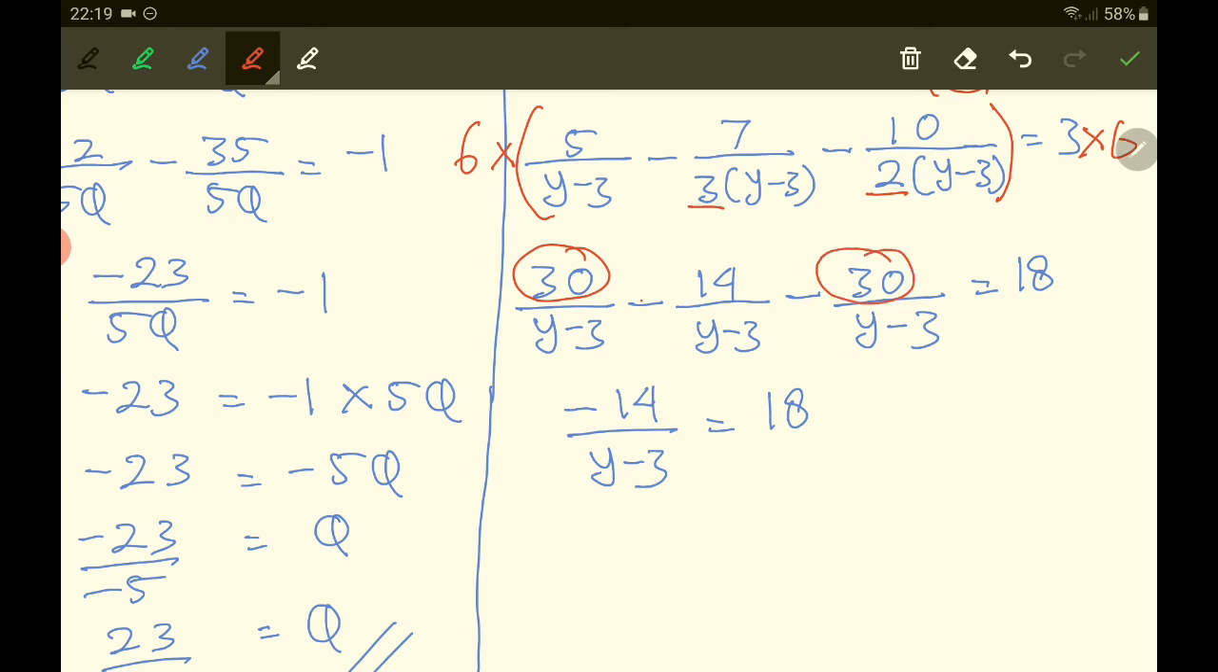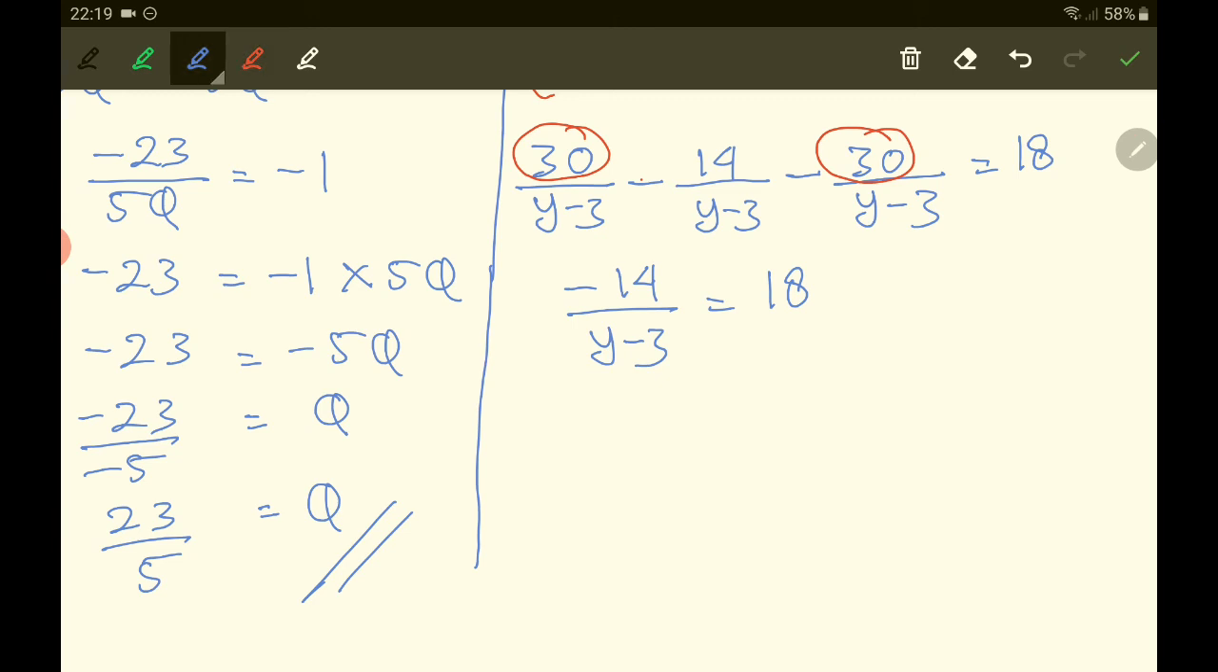So the rest is just minus 14. Okay, so this is minus 14 over y minus 3 equal to 18. So I can move y minus 3 to the right side, so it becomes multiplication. So minus 14 equal to 18 times y minus 3. Okay, so we try to expand here.